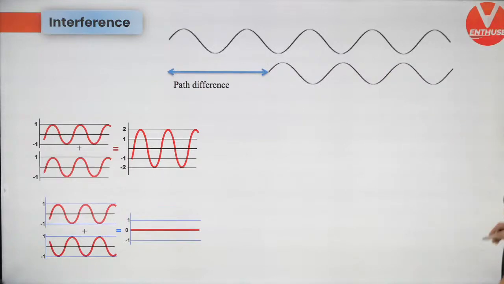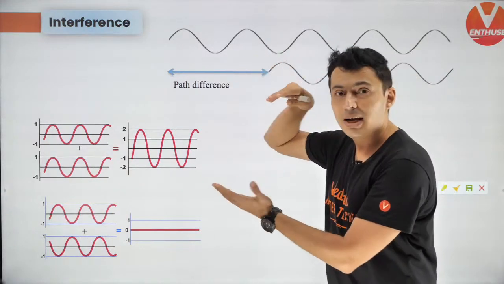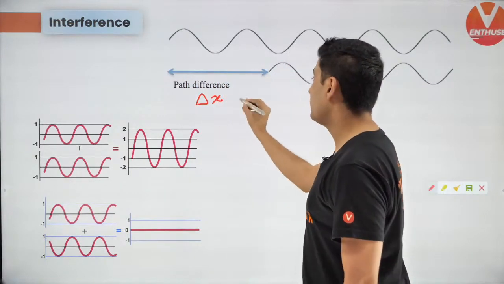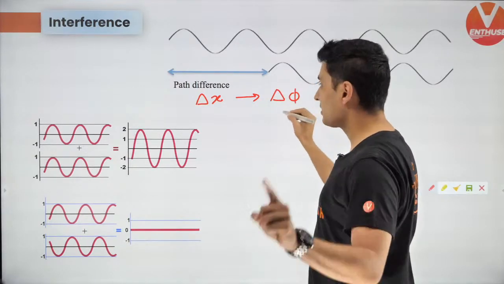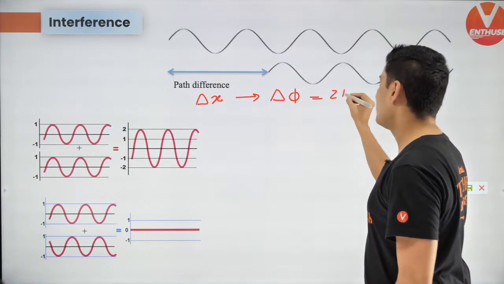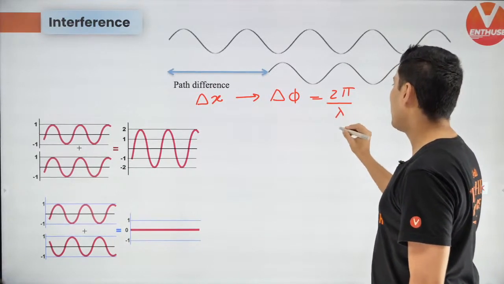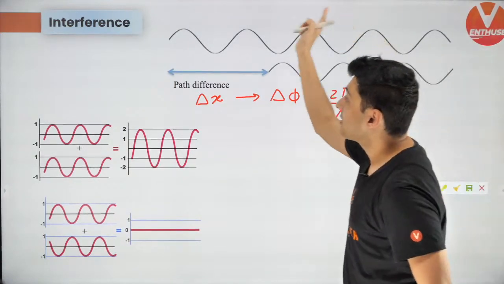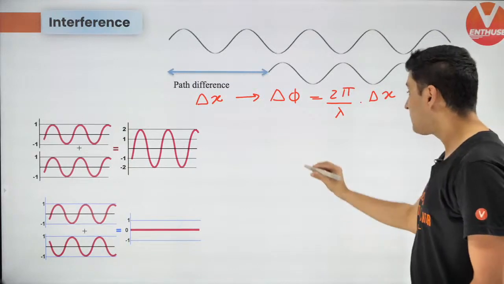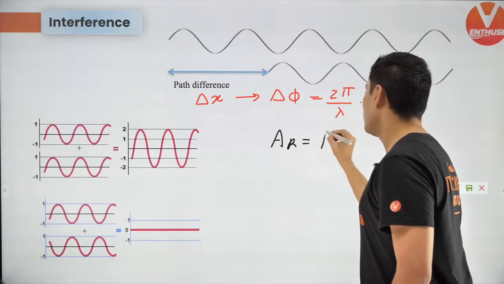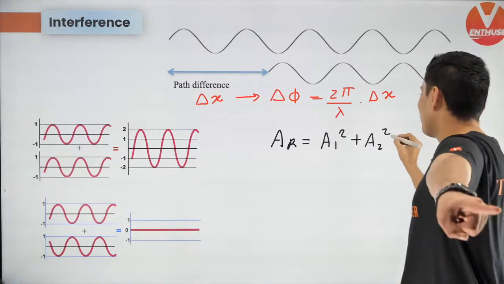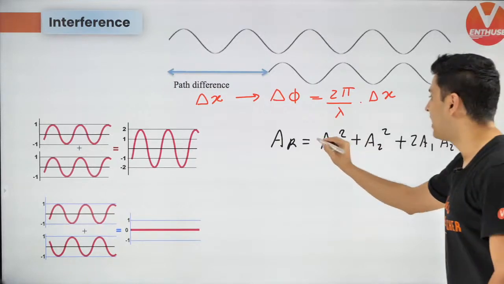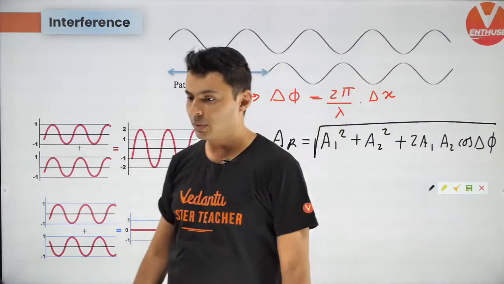Last topic, interference. If two waves come together, but they do not reach simultaneously, there is something called the path difference. This path difference gives rise to phase difference. Their phases will be different. And that phase difference is given by 2 pi by lambda into delta x. Very important. And the resultant of both the waves has an amplitude given by the root of a1 square plus a2 square, vectors guys, plus 2 a1 a2 cos del phi, and the root of that is the resultant amplitude.